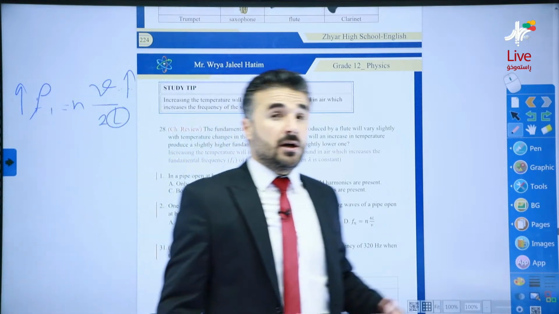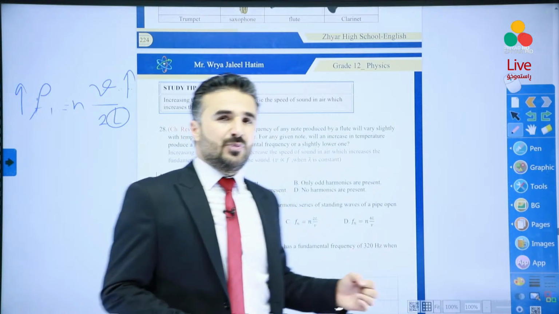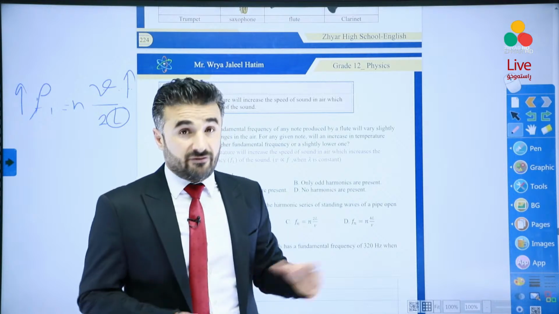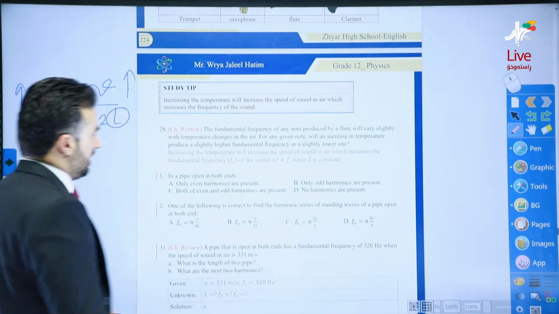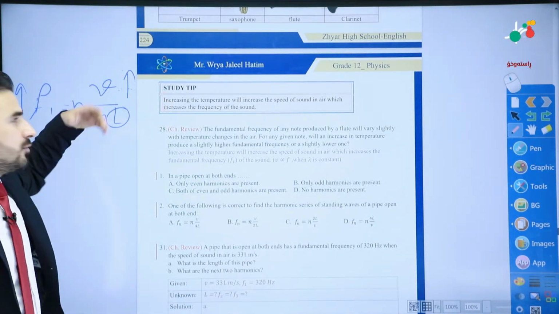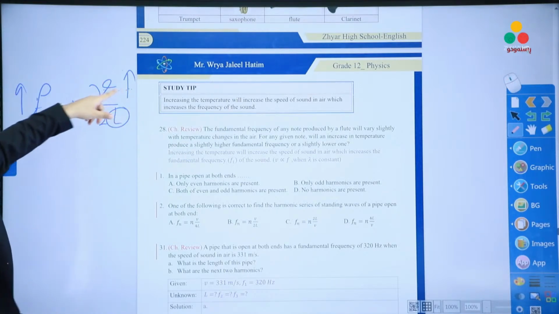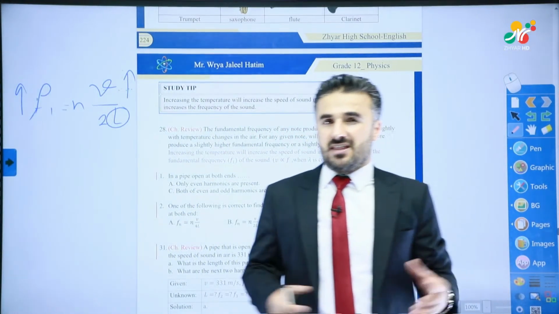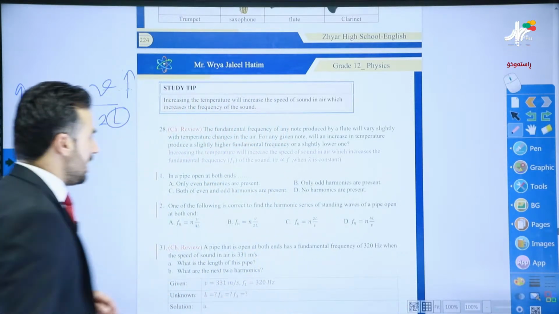For an ordinary person, we might not feel the difference, but a musician can feel it when the temperature changes by, let's say, 5 degrees or so. They can feel the difference in the notes produced by musical instruments, because of course the temperature affects the speed. The higher the temperature of the air, the faster the speed of sound in air. That will change the fundamental frequency, but once again, it is not so much that you and I can hear it. A musician, though, might be able to hear the difference.